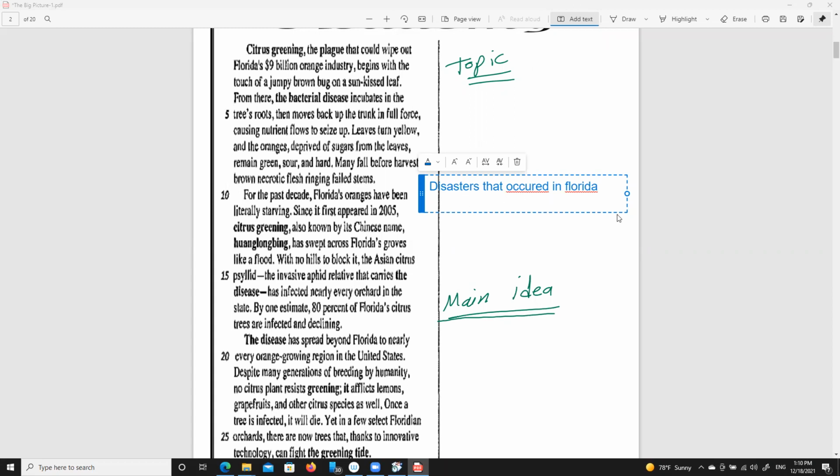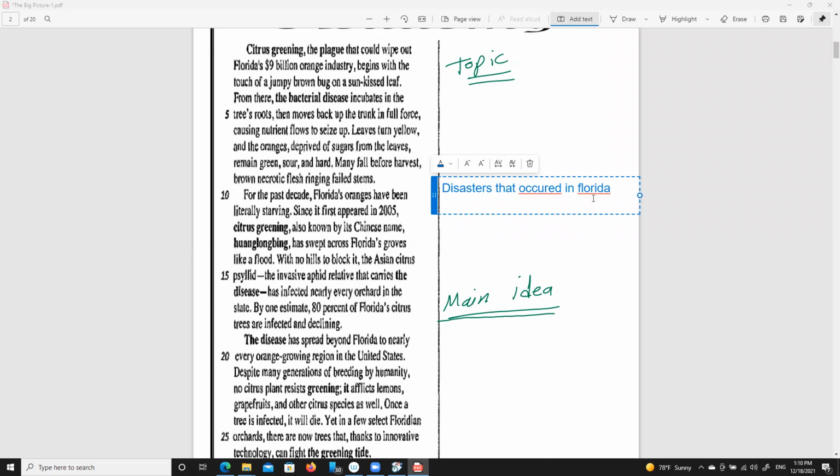Amr says that this is the main idea: disasters that occurred in Florida. Amr, we don't like this answer. Why? Can you figure out why, Amr? Switch on the microphone, Amr, if you please. Yes, sir. So just try to figure out, judge your way of thinking. What makes it incorrect according to your viewpoint? Suppose that it is sent by another student. Let's scrutinize every single word.